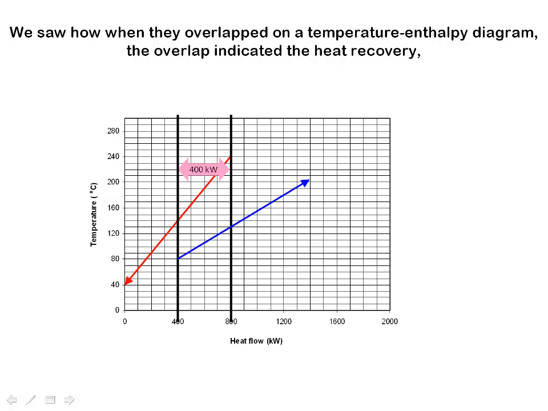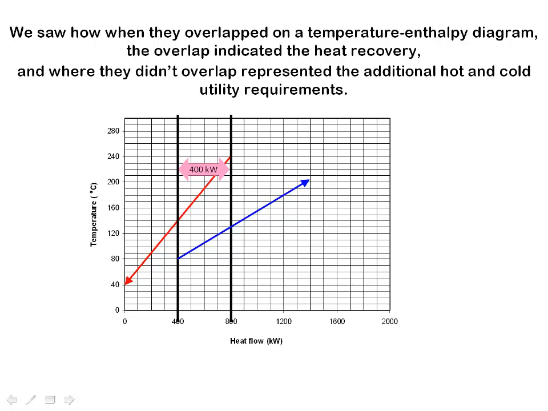The cold stream, entering this heat exchanger at 80 degrees, would come out at 110 degrees Celsius and would pick up the 400 kilowatts of heat that the hot stream had left. Therefore, there was 400 kilowatts of heat transfer going on in this heat exchanger. So where they overlapped indicates a heat exchanger in which heat recovery is occurring, and we're getting that heat for free. Where they don't overlap represents the additional hot and cold utility requirements that are needed.